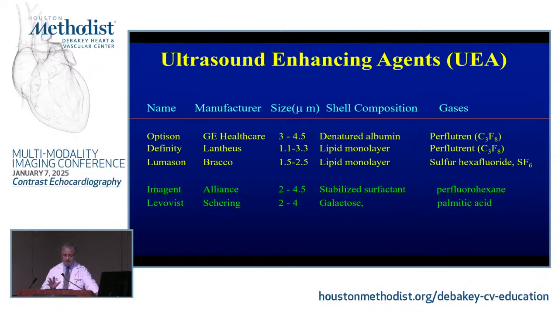The shell composition is similar in Definity and Lumason, which has a lipid monolayer as opposed to a denatured albumin. You could see what the gases are, high molecular weight gas. In green are agents that were developed and not available in the United States at this time. Levovist is available in Europe.